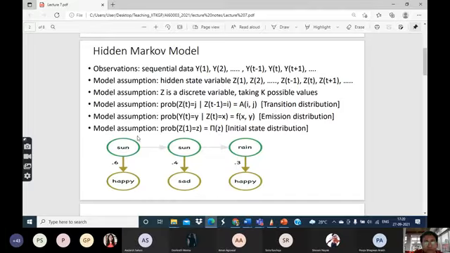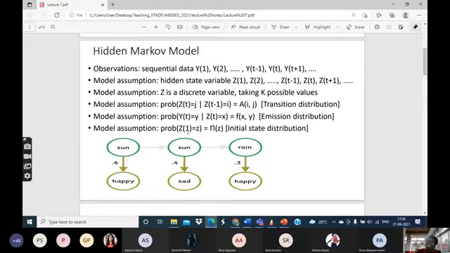And finally we have what is known as the initial state distribution. That is, what is the probability that the hidden variable at the first time point, at t equal to 1, took a particular value. Okay, so that is called the initial state distribution. At any given point, this z can take capital K different values. Similarly, at t equal to 1 also, this z can take any of those capital K possible values.